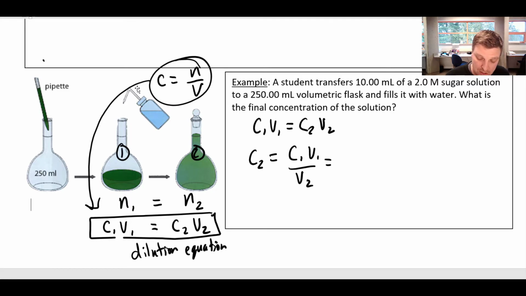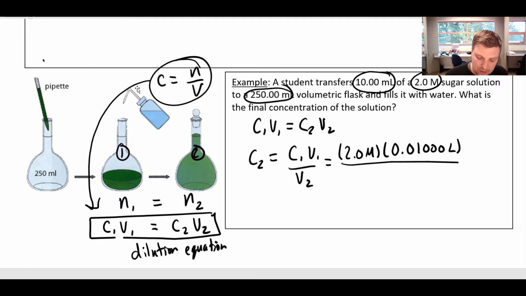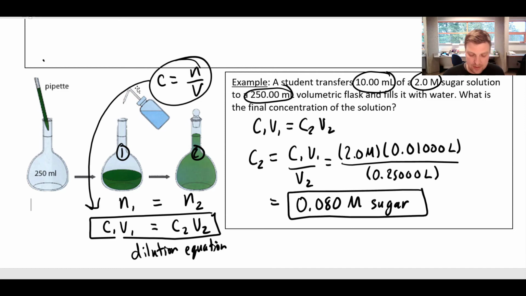And so the initial concentration here of 2.0 molar, multiply that by the initial volume, which is 0.01000 liters, and then divide that by the final volume, which is 0.2500 liters, a lot of zeros there. We end up with an answer that is 0.080 molar. I guess sugar is my unit, okay? So that is it for molarity.